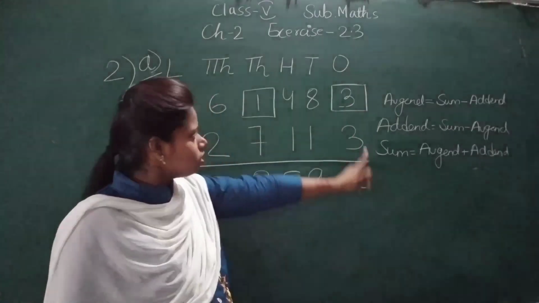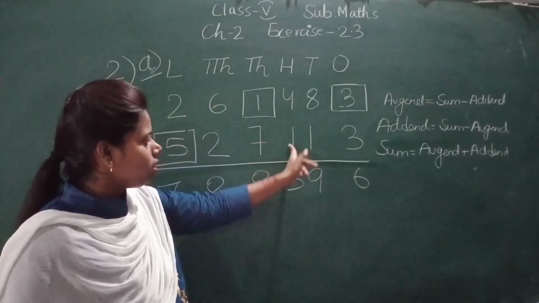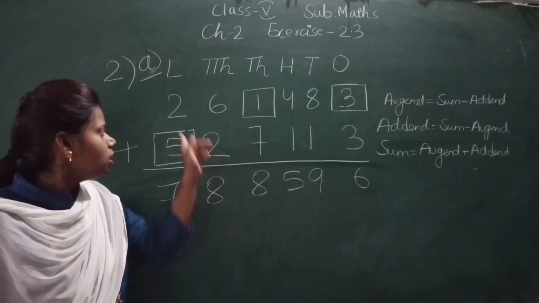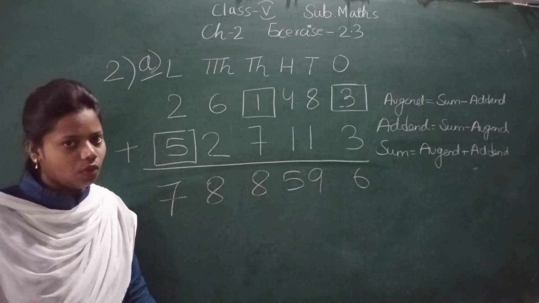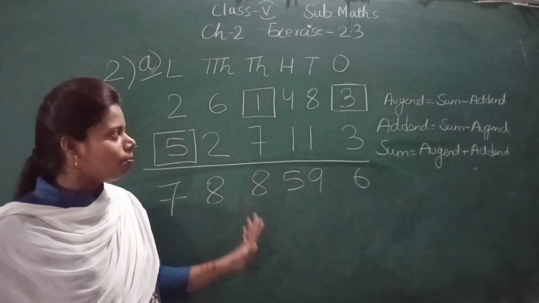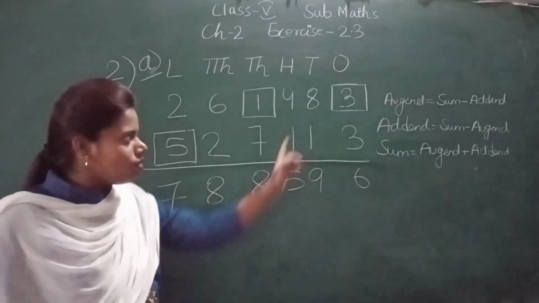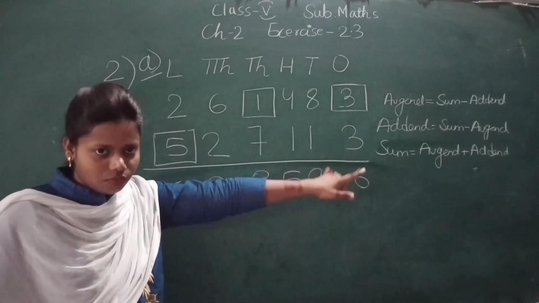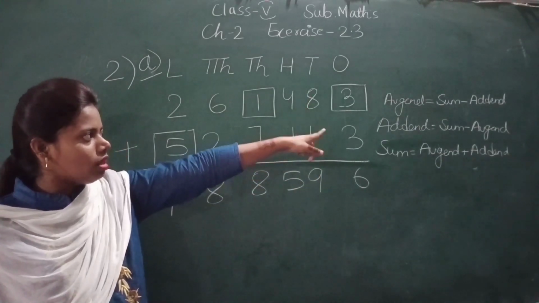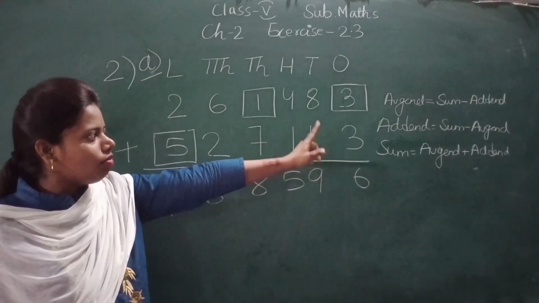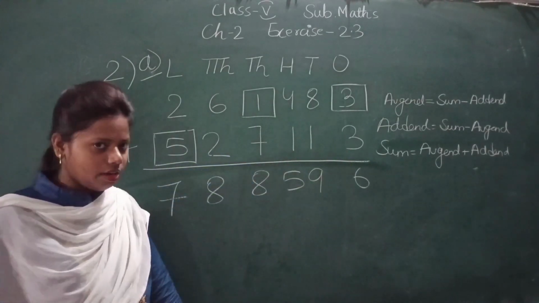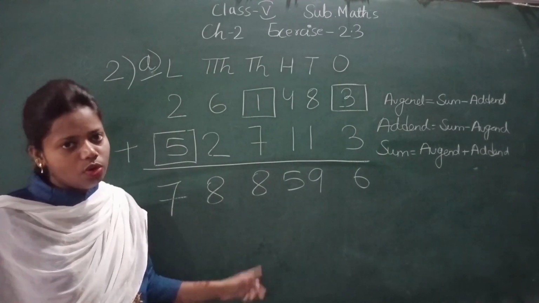3 plus 3, 6. 8 plus 1, 9. 4 plus 1, 5. 1 plus 7, 8. 6 plus 2, 8. 2 plus 5, 7. So you have understood how to fill these boxes and complete the addition. In subtraction, it is different. In addition, for origin, we do sum minus addend. For addend, we do sum minus origin. And for sum, we do origin plus addend. Now, let's do one more question.